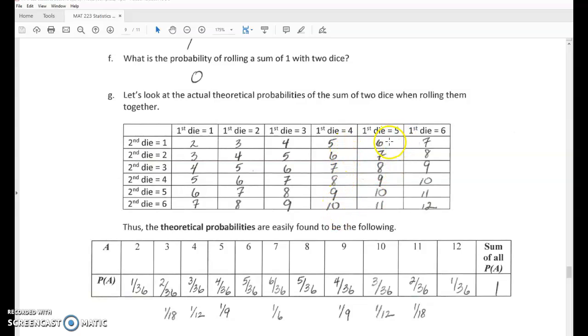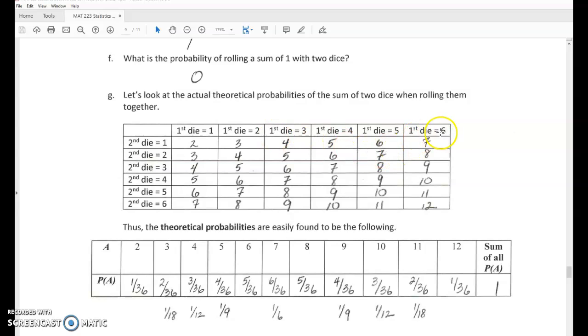If your first die is a 5, then your options for the second die, again 1 through 6, give you the sums of 6, 7, 8, 9, 10, or 11. And if your first die is a 6, and your second die with all of its options, you can get anywhere between a 7, 8, 9, 10, 11, and 12. So what's the probability of rolling a 2? Well, there's only one. Now, if you notice, there are 36 possible combinations that you can get between two dice.